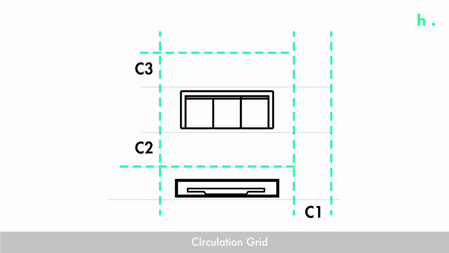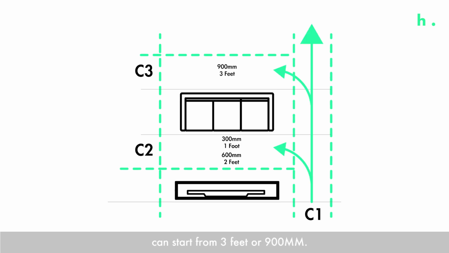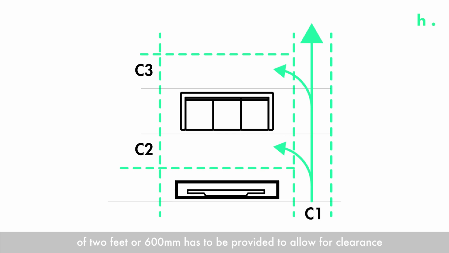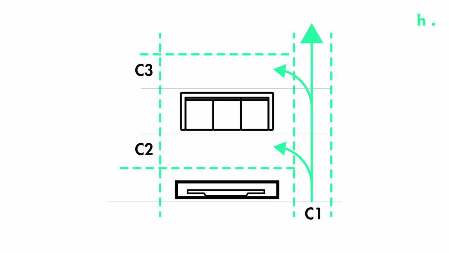Circulation grid. Generally speaking, in a typical lounge, the circulation grid around movable objects can start from 3 feet or 900 mm. For fixed objects that might have operable or openable panels or drawers, in the case of a bookshelf or console, etc., an additional provision of 2 feet or 600 mm has to be provided to allow for clearance just in case the object happens to lie on a primary circulation path.